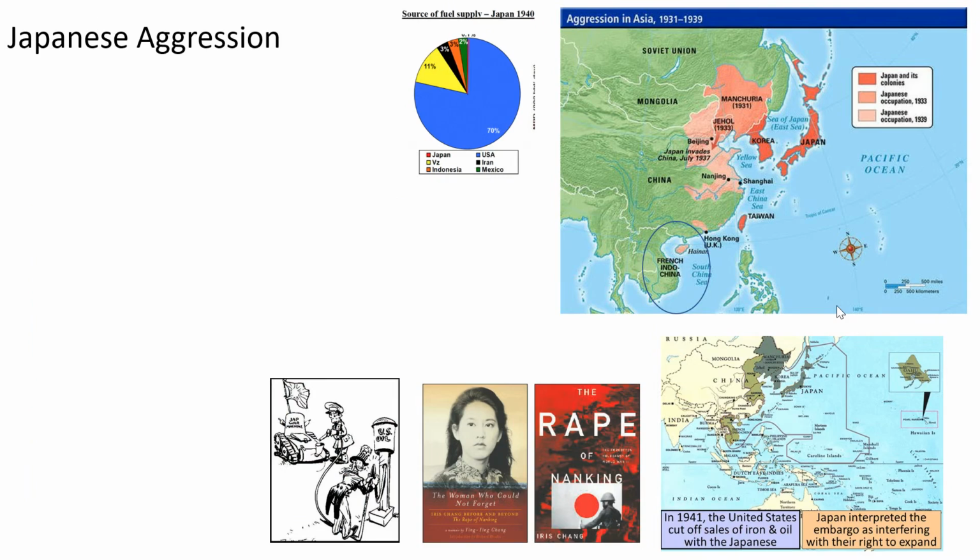Japanese aggression in the 1930s. Now, first off, going back to how they're going to do this, what's their strategy? They have to rely on the United States. They get almost 75% of their scrap iron and 93% of their copper from the United States.